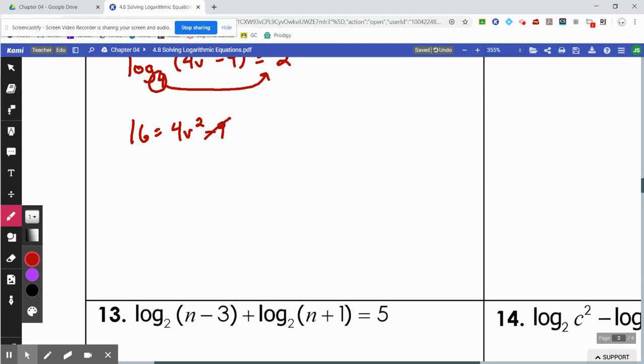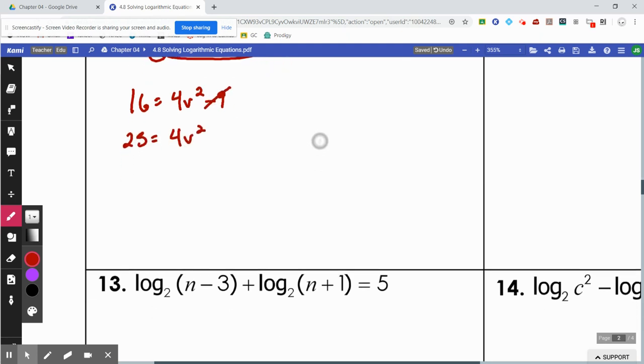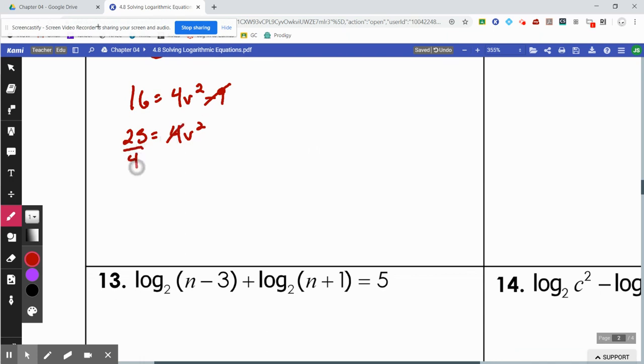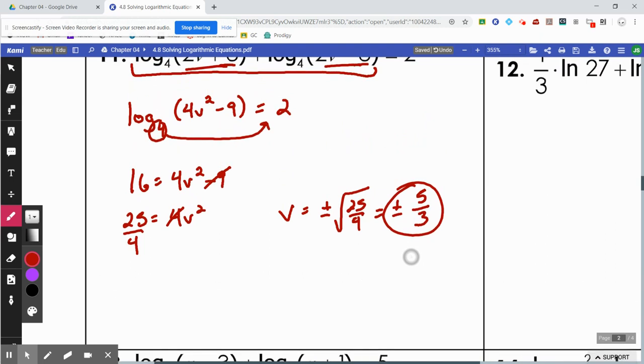root. Let's move our minus 9 over by adding 9. That's equal to 4v squared. We then divide by 4. So therefore v squared is 25 over 4. That means v would be plus and minus the square root of 25 over 4, which is plus and minus. To square root a fraction, just simply square root the top and square root the bottom, and you are done.